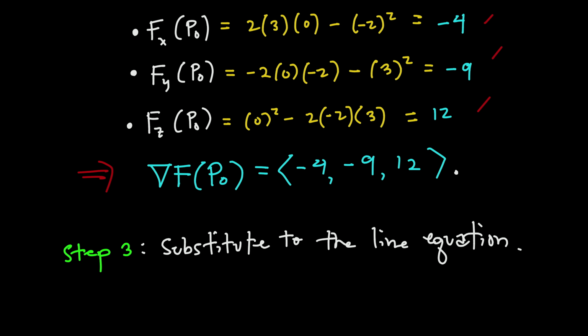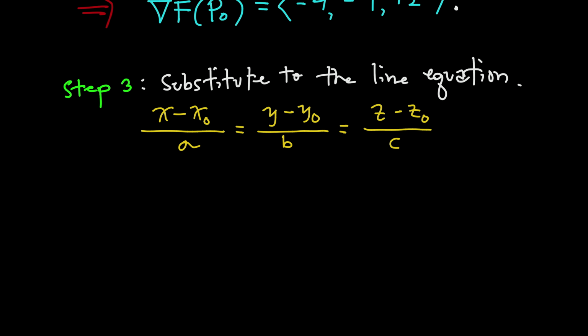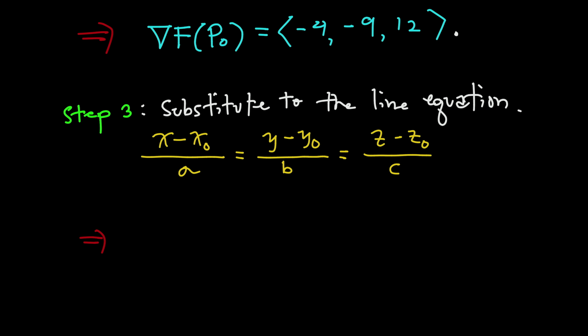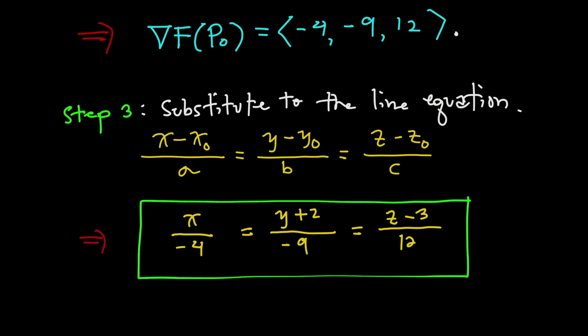For our last step, which is step 3, we substitute the value of these partials and point p sub 0 into the line formula, which is this one for the symmetric equation. And this one gives us this one. So this is now your partial of f with respect to x, partial of f with respect to y, and this one is the partial of f with respect to z, with your point p equals 0, this one negative 2, and this one equal to 3. And therefore, this is the symmetric equation of the normal line at this point p sub 0.